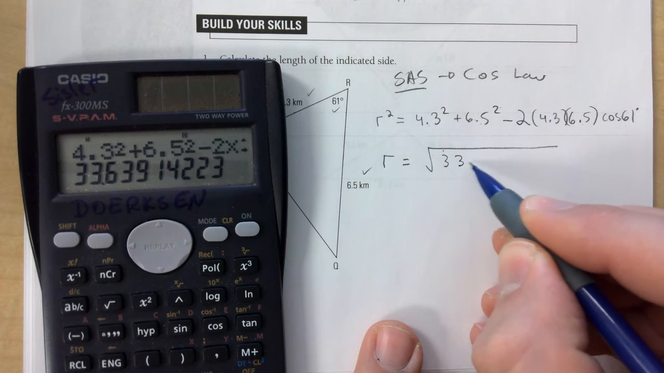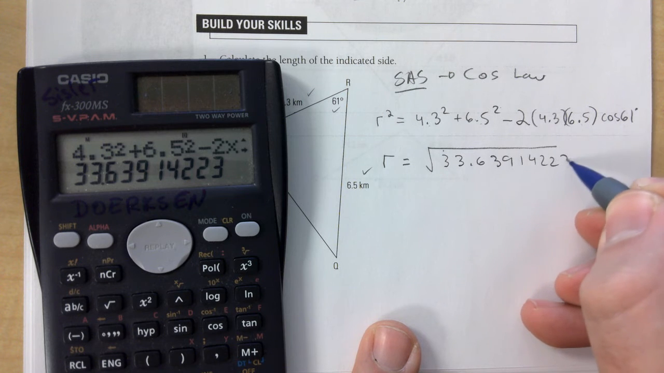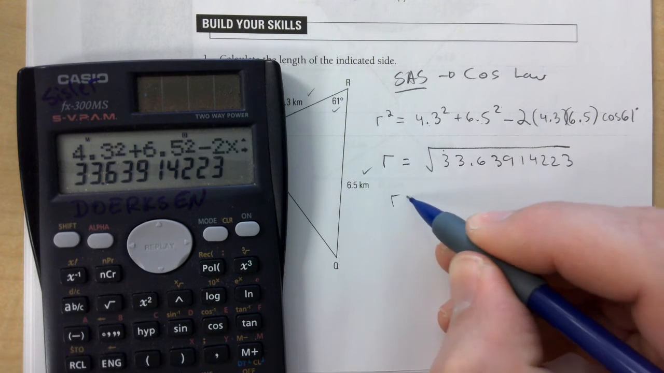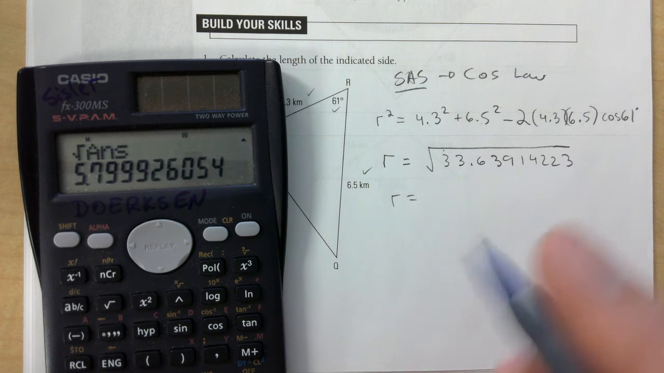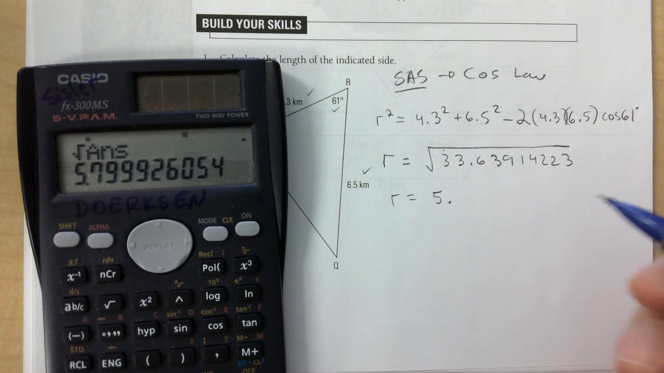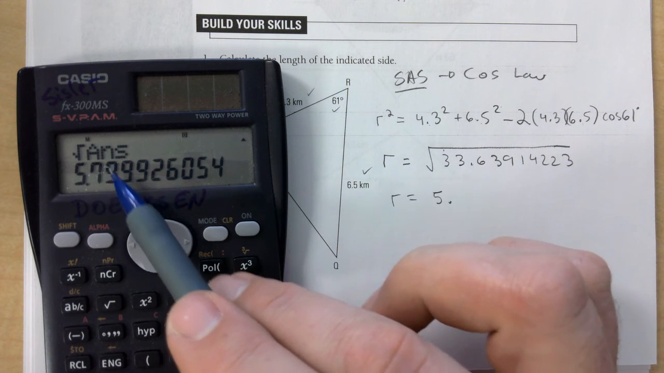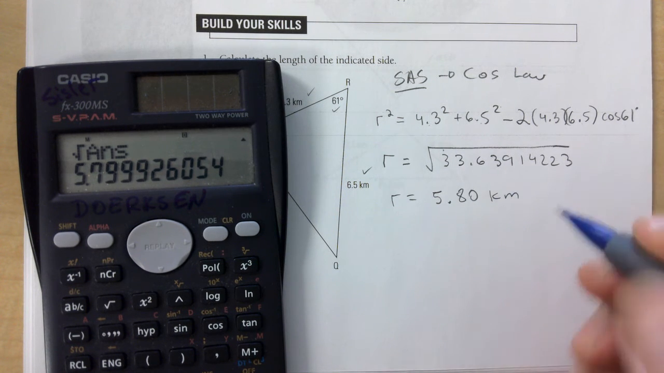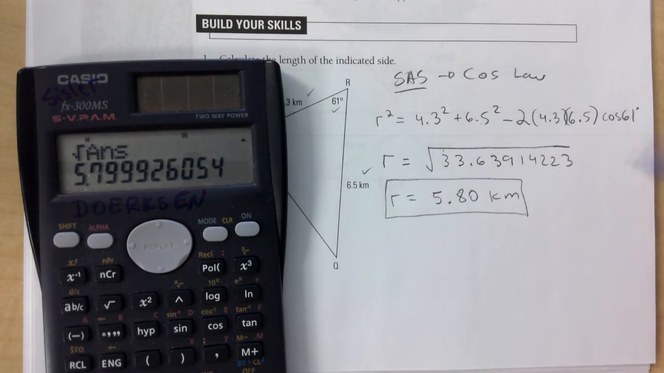You get 33.639142223. It doesn't hurt to write them all down. Takes you a couple seconds, and then you go square root of that. You might have to press the answer button, and that's 799, right? This rounds to 80. And we are in kilometers here. That's your final answer. So in 3 lines, I was able to solve this.